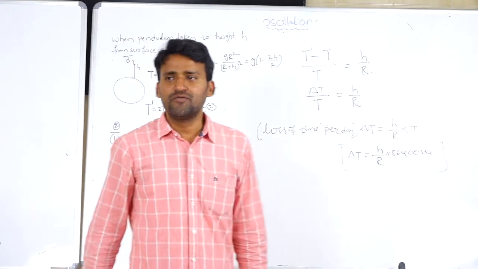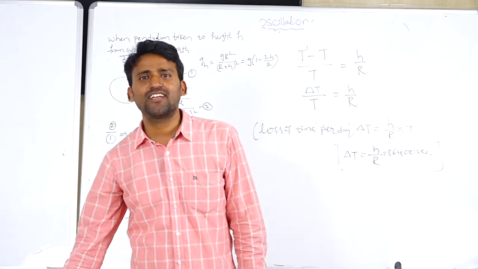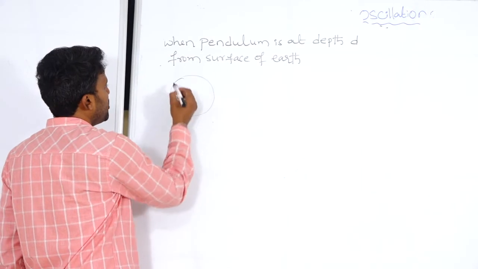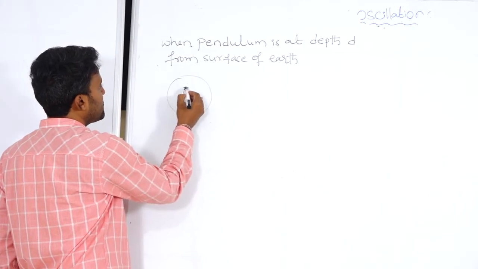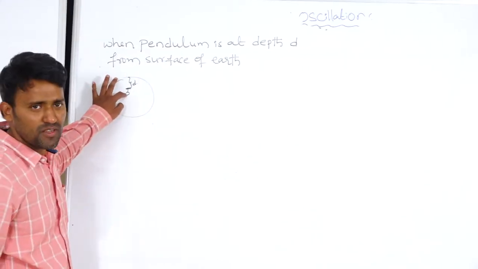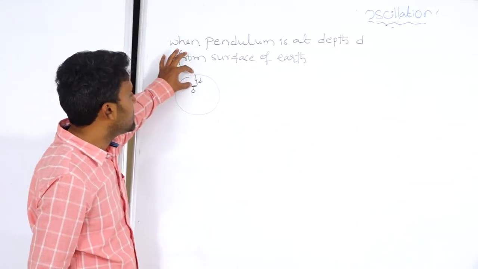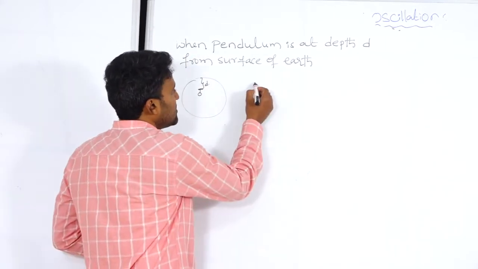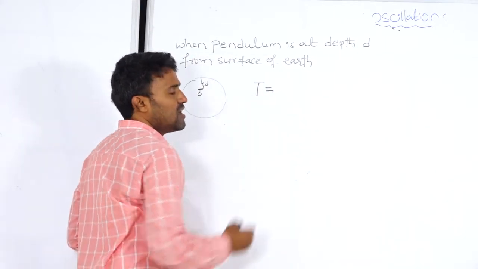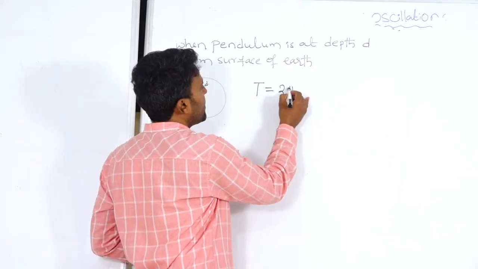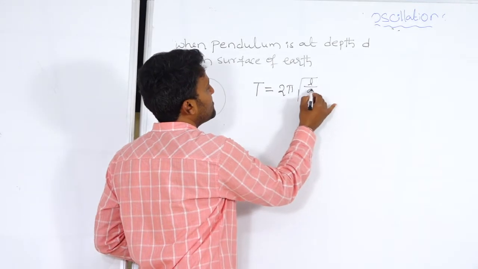Next one, if the object is taken to a certain depth from the surface of the earth, the pendulum is placed at a certain depth from the surface of the ground. This is a simple pendulum placed at a depth d. We know very clearly the time period on the surface of the ground is 2 pi under root of L by g.